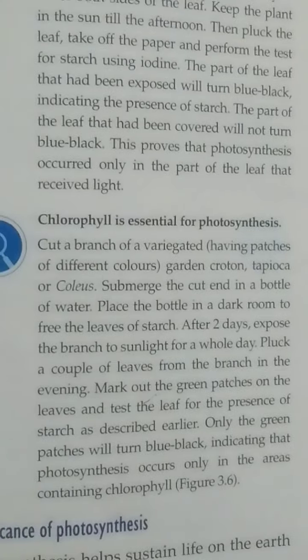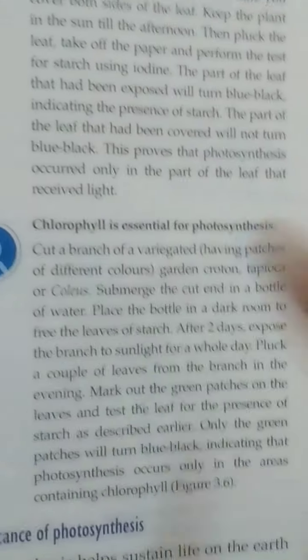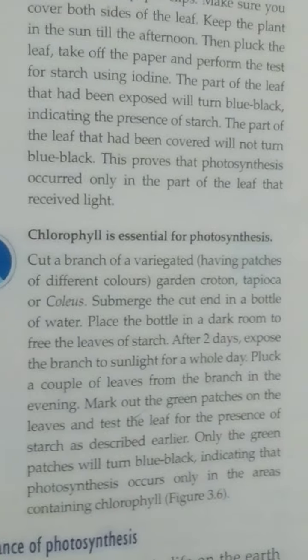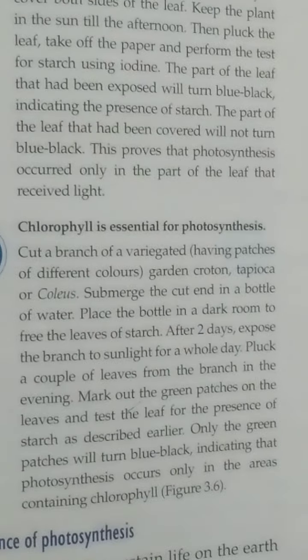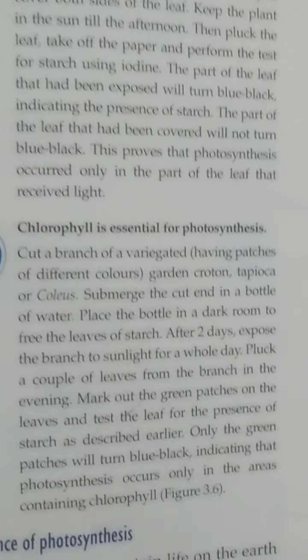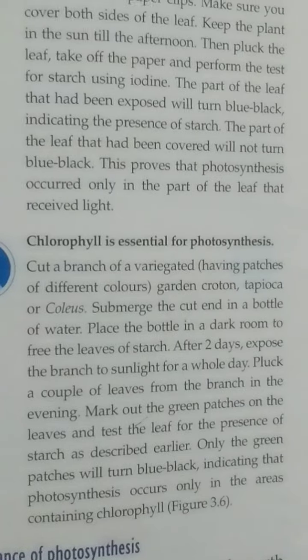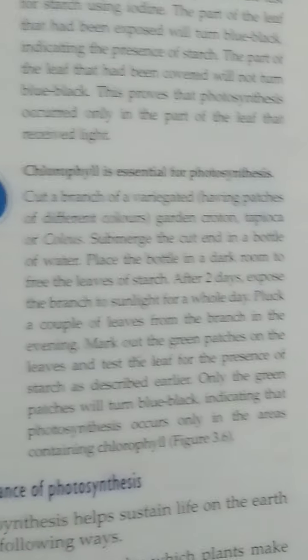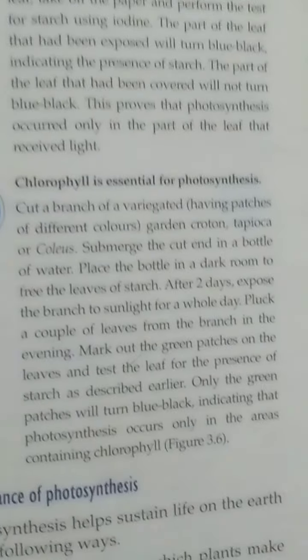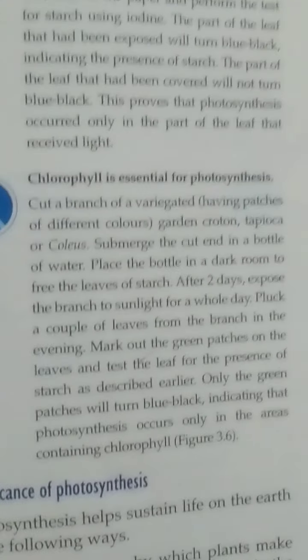Now students, we will discuss that chlorophyll is essential for photosynthesis. For this, we have to cut a branch of a variegated plant, and this variegated plant can be like garden croton, tapioca or coleus. These are the examples of variegated plants.